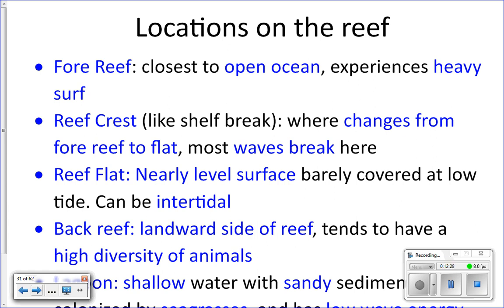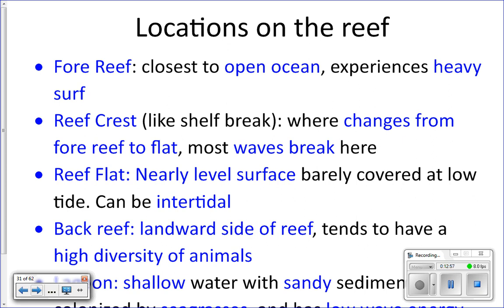The reef crest is kind of like a shelf break. Remember how we had the continental shelf and then the continental slope, and the point where the shelf became the slope was the shelf break. The reef crest is equivalent to that. So it's where you change from the forereef to the reef flat. And the reef crest is where most of the waves actually break. So the reef crest gets pounded with waves.